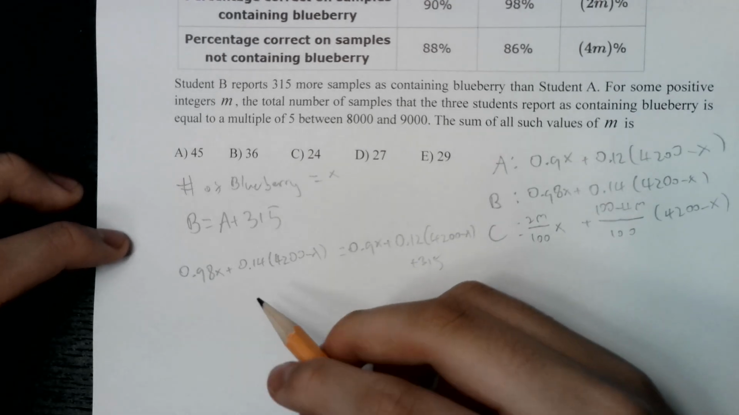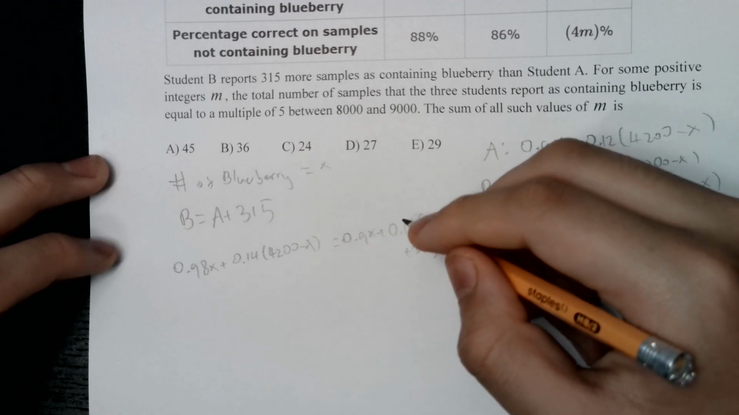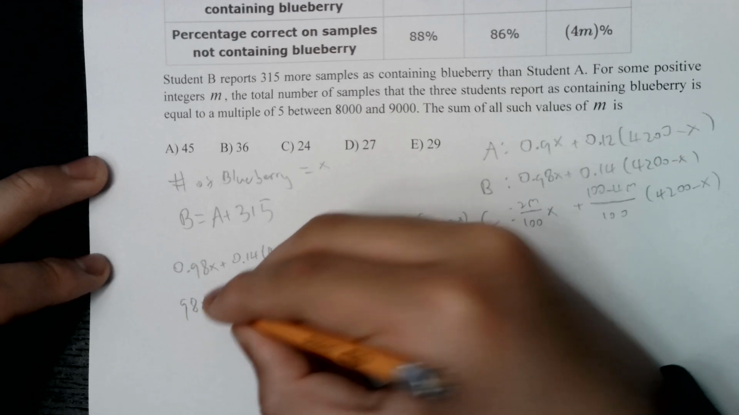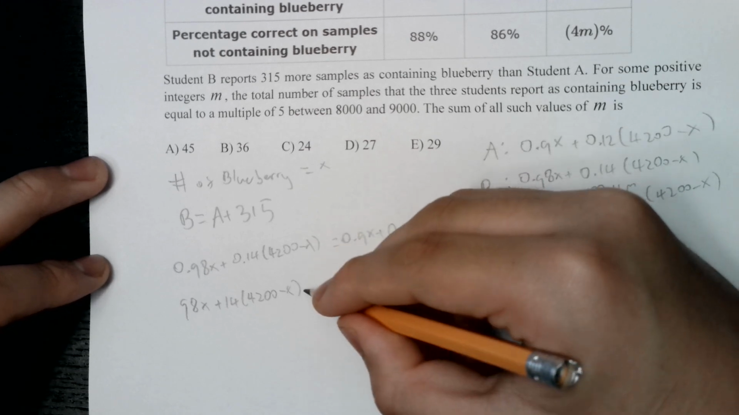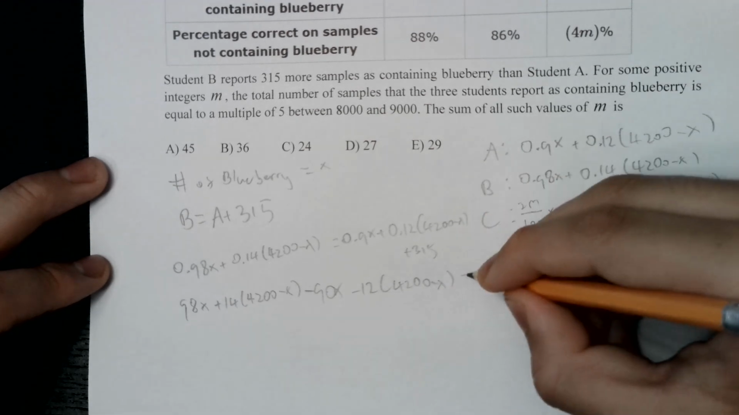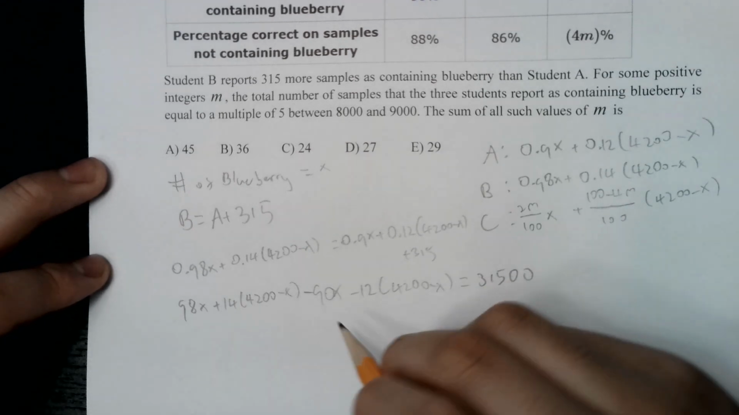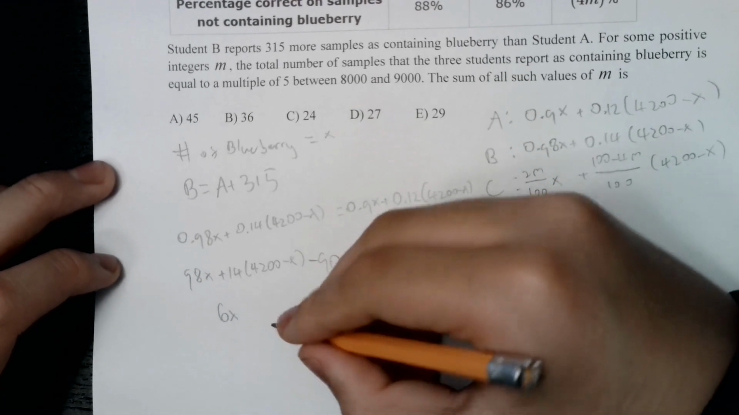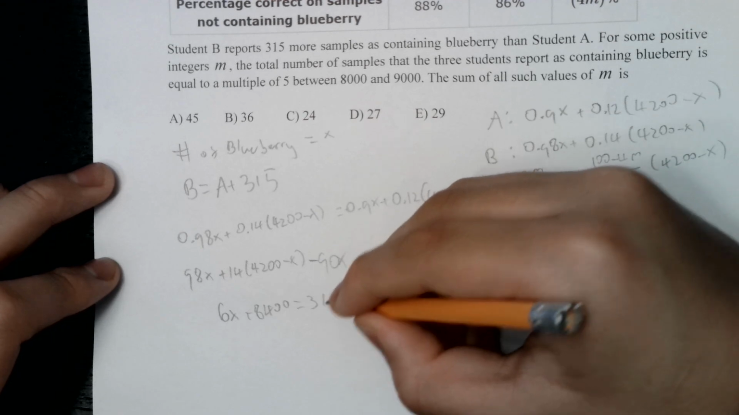Then we multiply by 100 to get rid of these pesky decimals, so it's the same thing. After that, we can move the x terms to one side to separate them out. This is when we get 98x plus 14 times 4,200 minus x minus 90x minus 12 times 4,200 minus x is going to equal 31,500. Now we expand all of these and add together like terms to get 6x plus 8,400 equals 31,500.